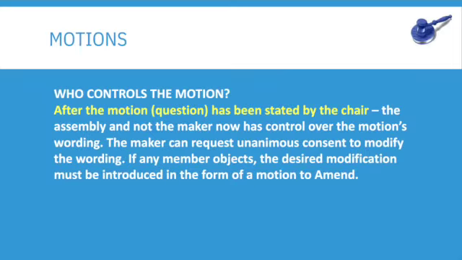Now, after the motion, or you might call it a question, has been stated by the chair, this assembly, so basically the group, not the maker, now has control of the motion. The maker can request unanimous consent to modify the wording, but if anybody objects, the modification must now be introduced in the form of a motion to amend. So once it's been stated by the chair, the group or the assembly now has control over what happens to the motion.